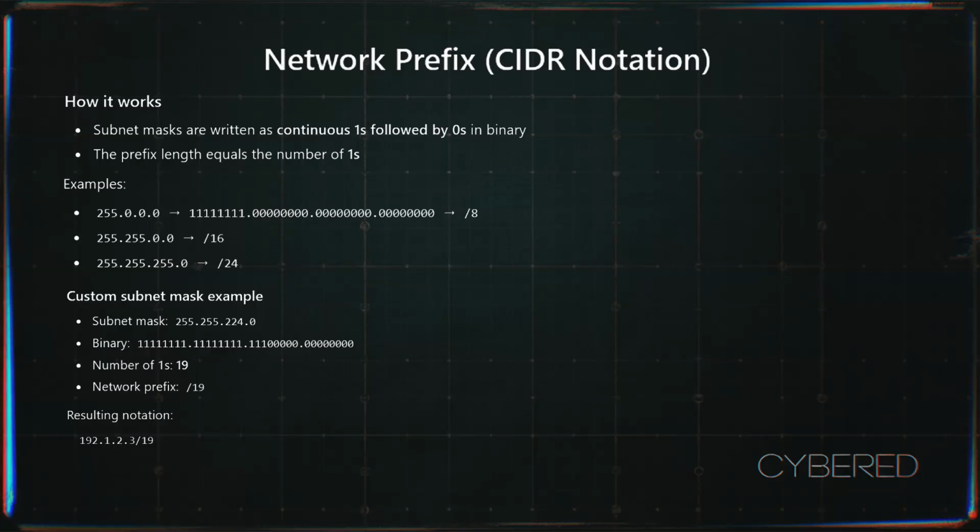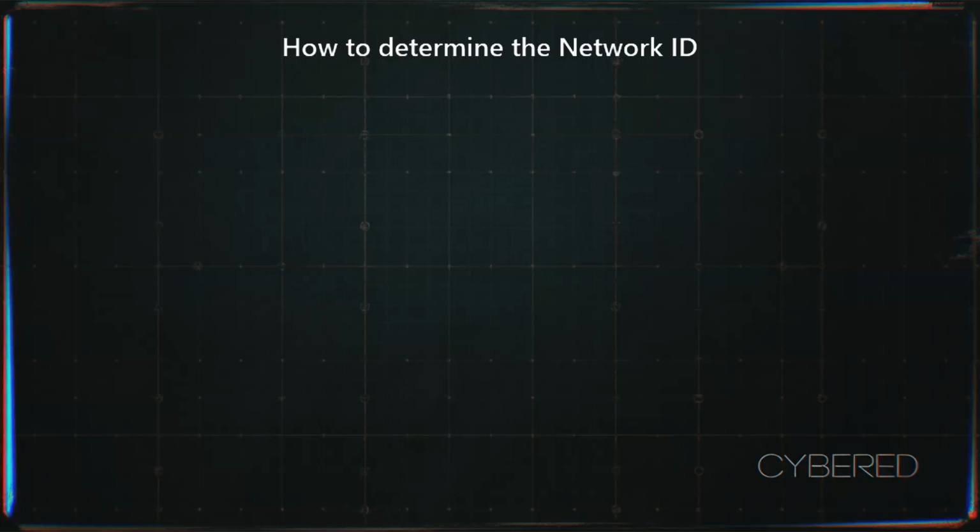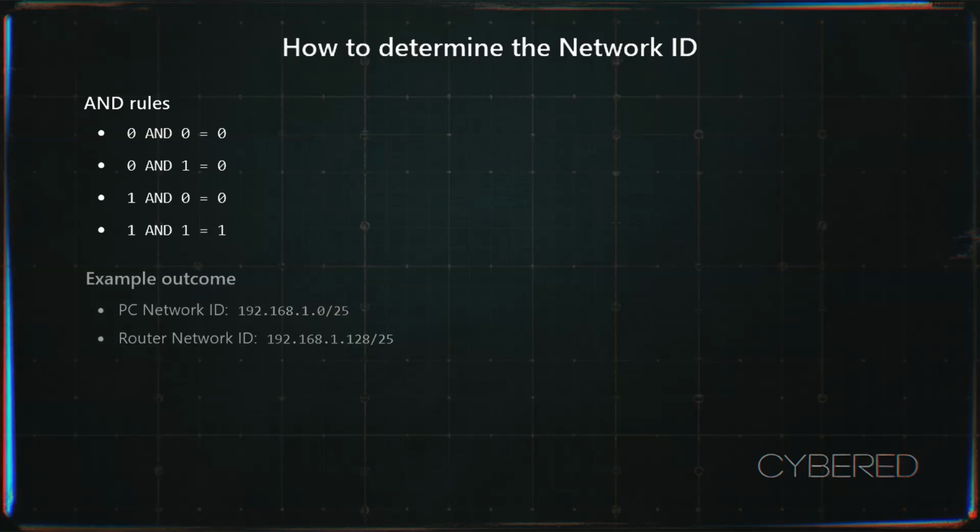The network ID identifies the logical network, similar to a neighborhood address. Devices with different network IDs are on different logical networks, even if physically connected. The network ID is calculated by performing a bitwise AND between the IP address and subnet mask. Here are the AND rules and an example outcome. You have your PC network ID and the router network ID.